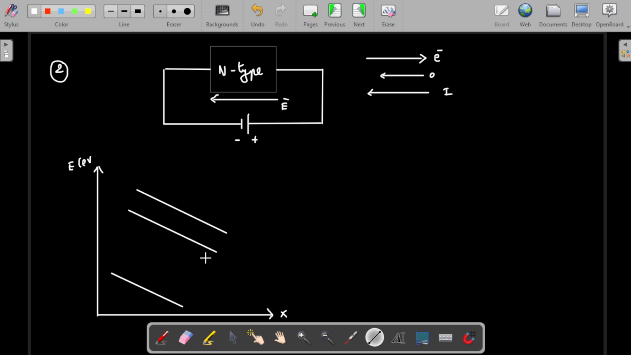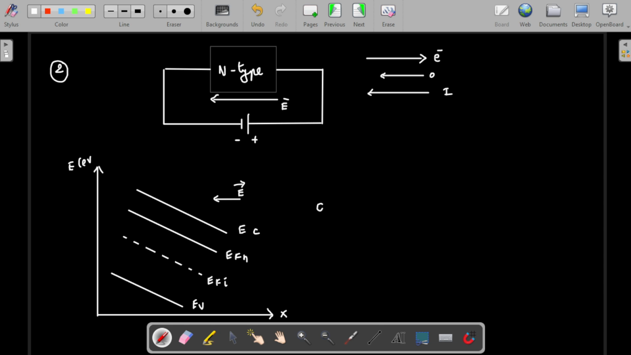So there is an exact drift. Everything is uniformly drifted by the same angle. This is our reference, EFI. Here you see this is EV, this is EC, this is EFN, and this is EFI, the intrinsic energy level. As you know, the electric field is in this direction, so that's why there is shifting, and the energy states are inclined in this direction.